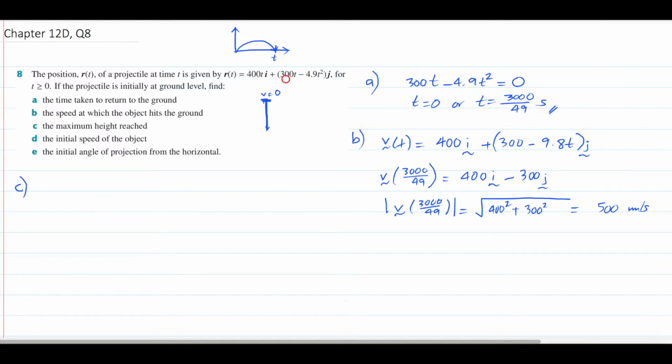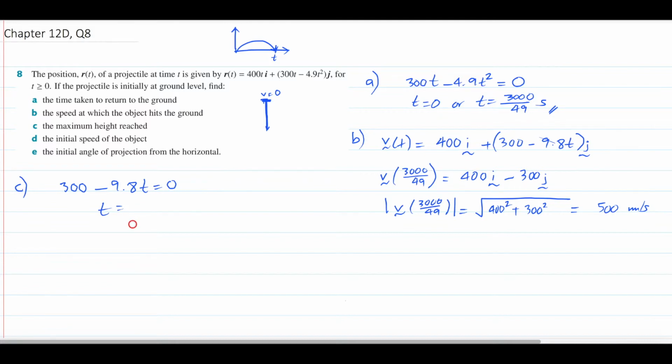Well, we talk about the height component. The height component of your position velocity vector is the most important, okay? So we differentiate our position, we already got our velocity, and you let the j component of the velocity vector equal 0. That's when you get this maximum height right here, okay? So that means 300 minus 9.8t equals 0, and then you solve for t.